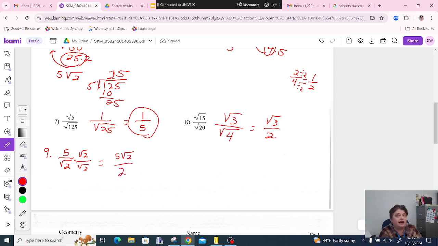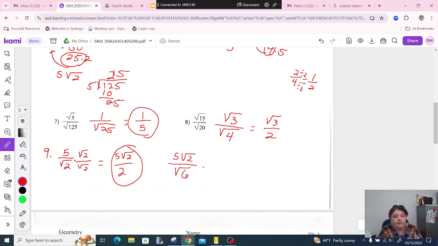Now this denominator has what we call a rational number. Square root of 2 is an irrational number. And now I could leave it like this, right? So let's say I had something like this. What would I have to do?